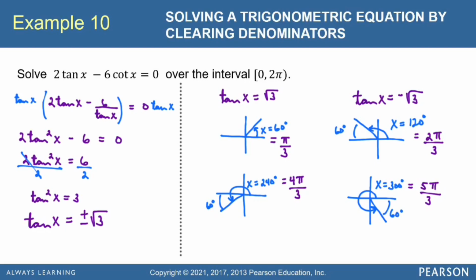And so now to write our solutions in the curly braces, we have x equals pi over 3, comma, 2 pi over 3, comma, 4 pi over 3, comma, 5 pi over 3. And again, the order that you put the solutions in does not matter. I happen to put them in order from smallest to largest, but you could put them in any order and they would be considered equally correct.